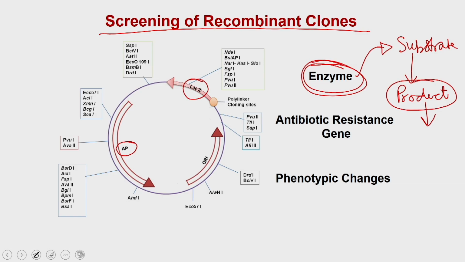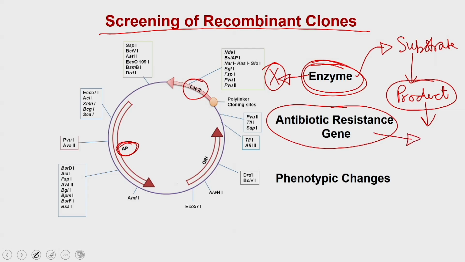In some cases you may do exactly the reverse, that you make this enzyme inactive. In those cases exactly the reverse is going to happen, so the recombinant DNA is not going to show you this activity. Then you have the antibiotic resistance genes. For example, in the case of pUC19 you have the ampicillin resistance. So, you can use this ampicillin resistance.